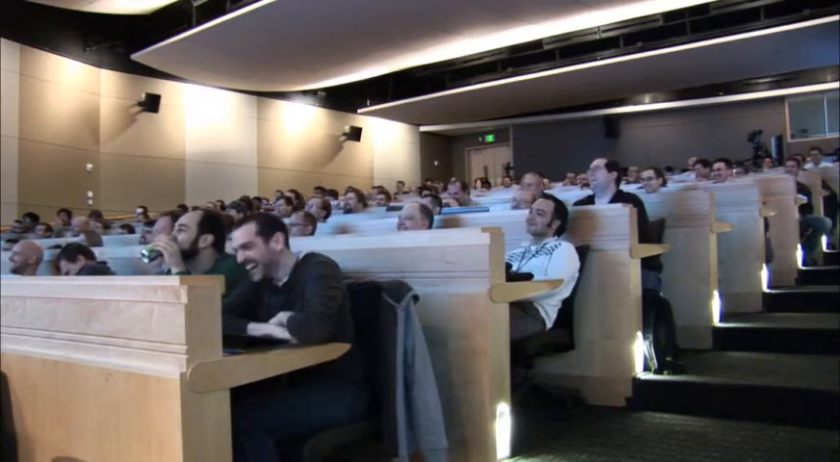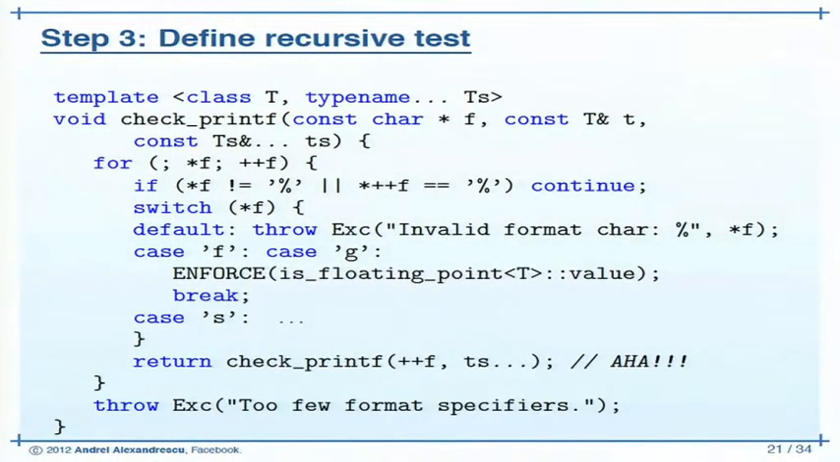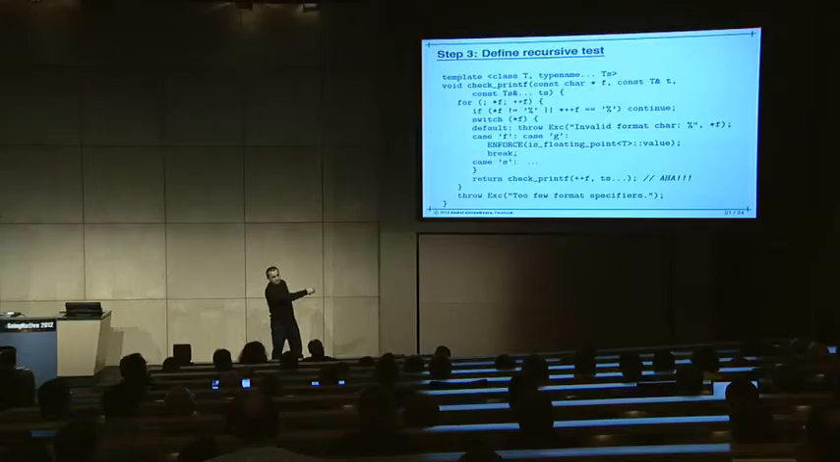All right, so this is my check. Enforce here, it's the payload. Enforce means if it's not, throw. And this is the recursive step, when I say, well, let me actually bump past the formatting character. So ++f, I'm bumping. I'm done with it. Bump the formatting string and then pass the tail. And with this, I'm done with T, and I continue with the Ts and whatever is left from the formatting string, right?